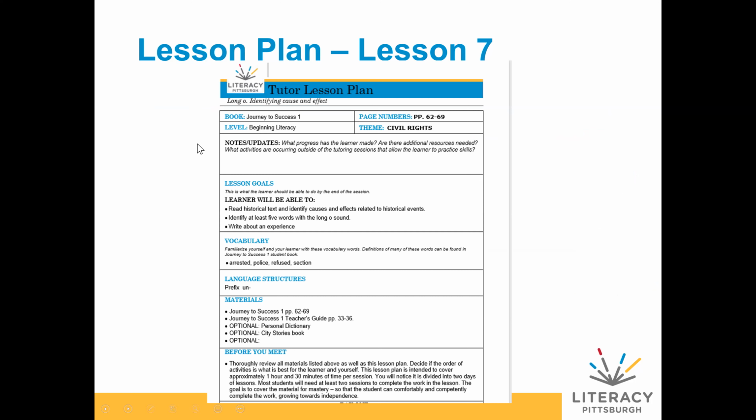Up at the top is information about the lesson itself, just the main information. Here you've got the lesson goals again, written in. We want it to be learner-friendly language, but we also want it to be clear to you what it is you're trying to do. Then the vocabulary that will be introduced in the lesson, the language structure that's focused on, the materials that you need to use.